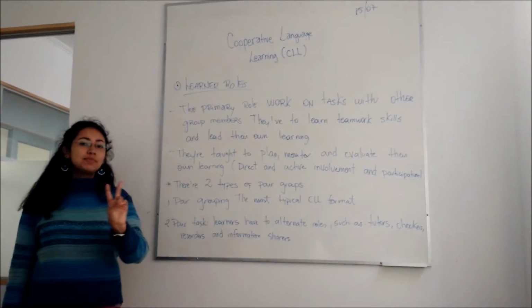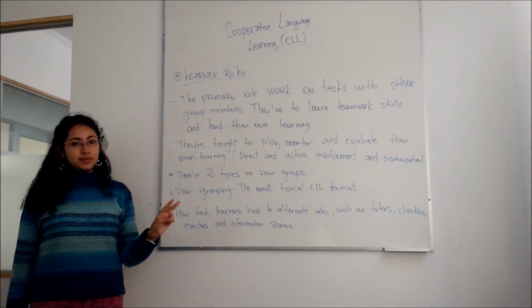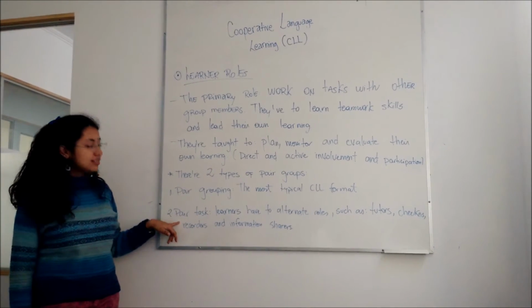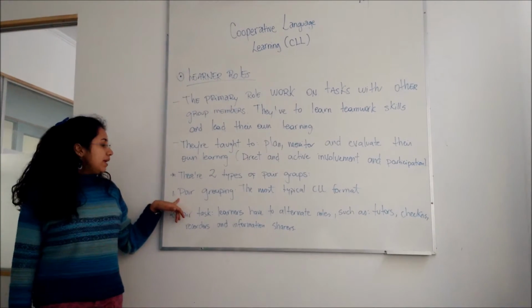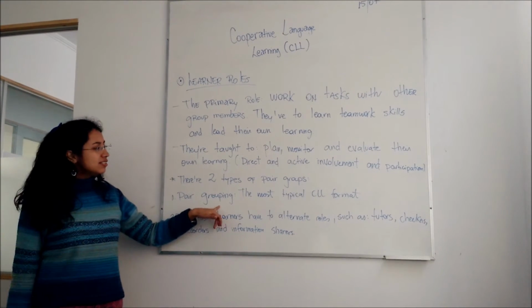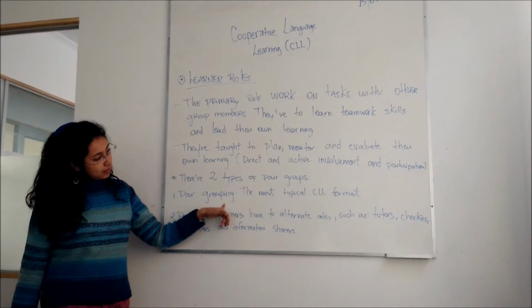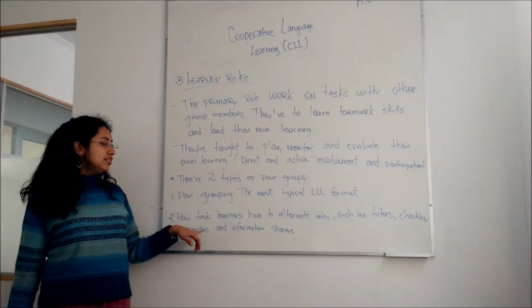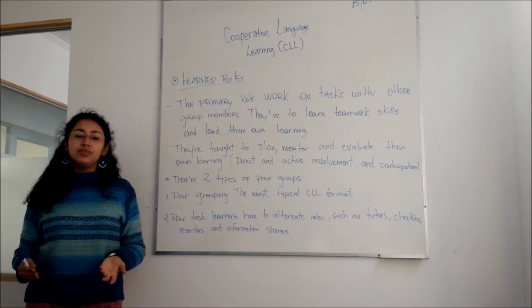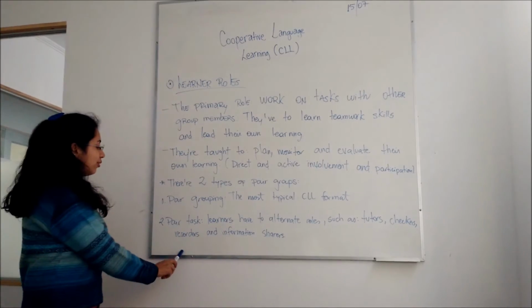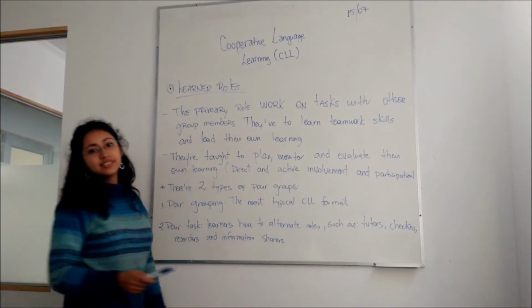There are 2 types of pair groups. The first one is pair grouping, and the second one, pair task. In pair grouping, this is considered the most typical CLL format. On the other hand, in pair tasks, learners have to alternate roles such as tutor, checker, recorder, and information sharer.